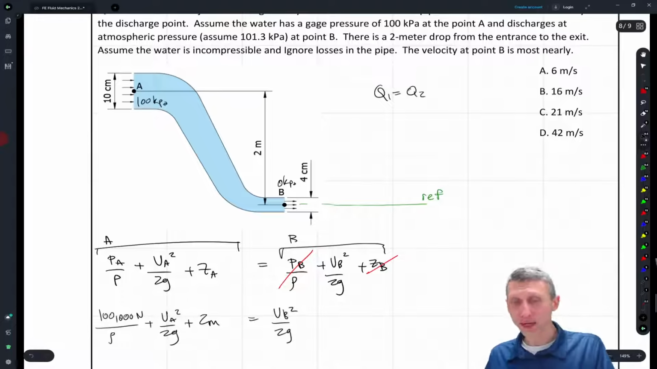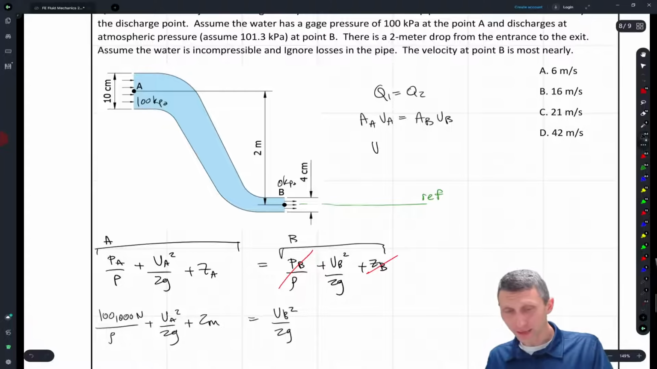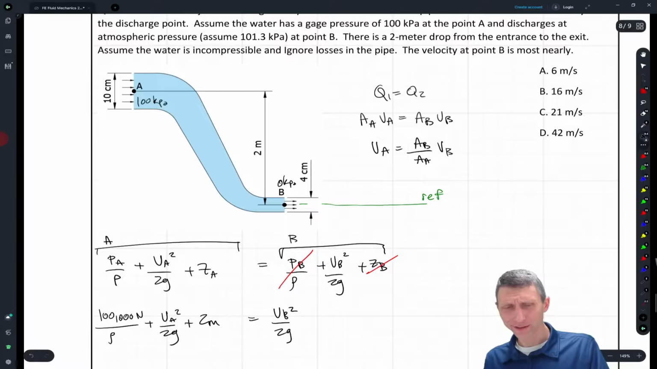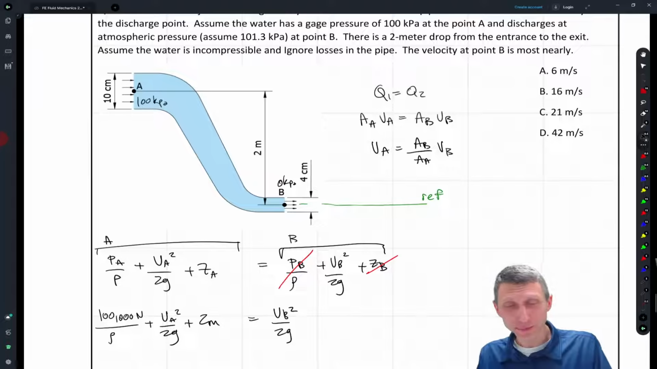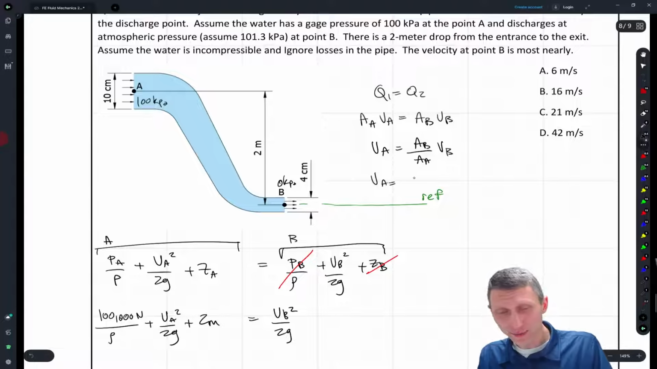So this question ends with Bernoulli, but it brings us back to Q1 equals Q2. Remember that? Or QA equals QB, or VA AA has to equal VB AB, right? So what does that mean? It means VA has to equal AB over AA times VB. Good grief, VB. Sometimes I have to go back and forth. Okay, so what does that mean? It means VA equals, let's do pi over 4 dA squared.